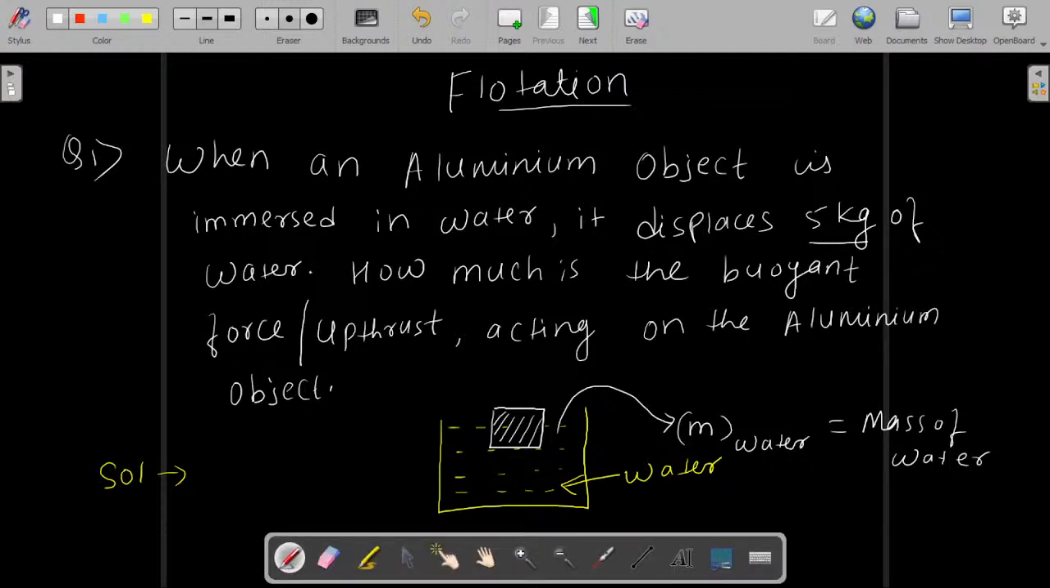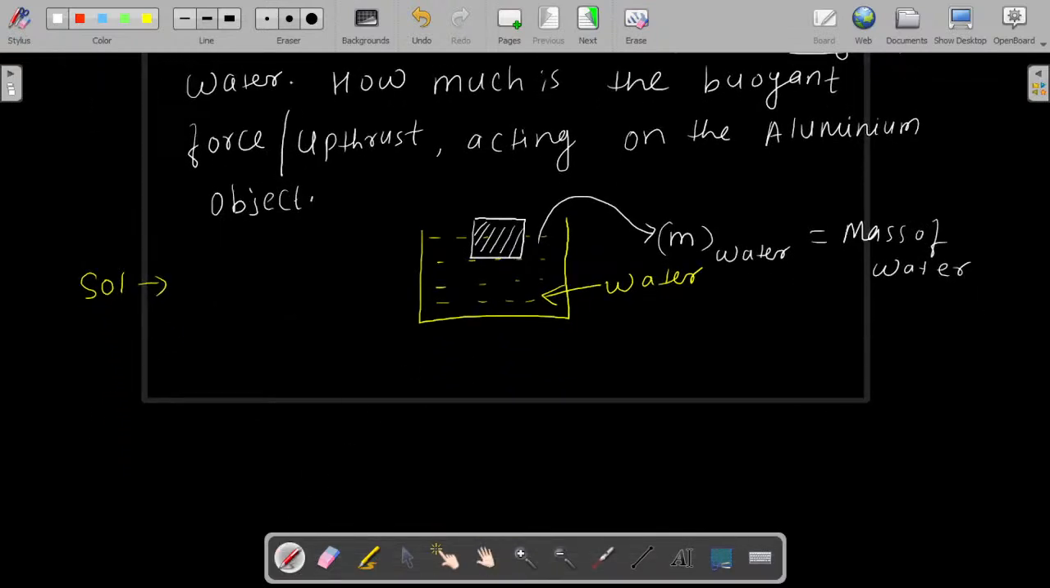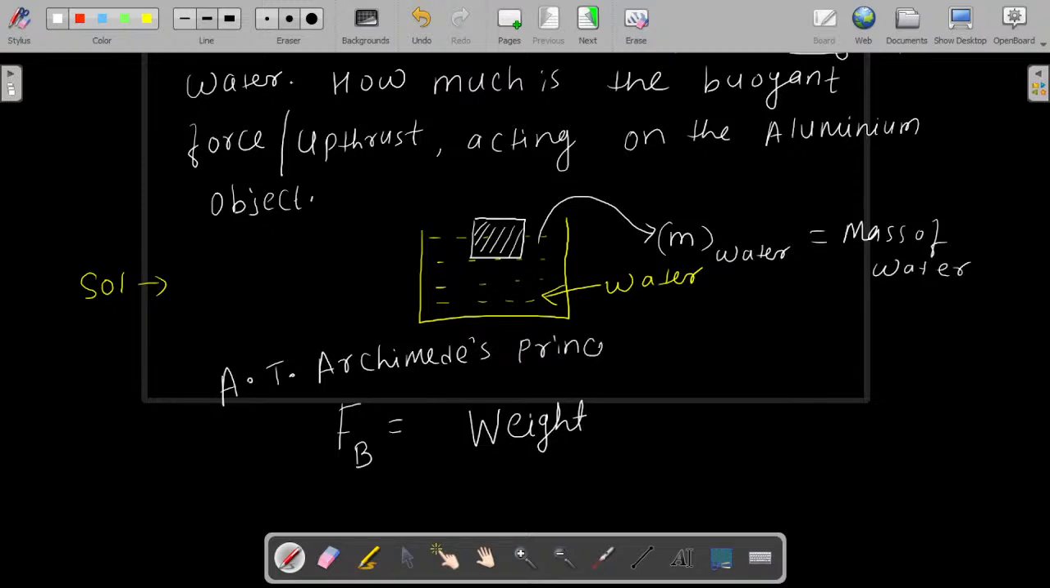So according to Archimedes principle, we know buoyant force, or upthrust, is equal to the weight of displaced liquid. Write down, according to Archimedes principle, the buoyant force acting on this object, okay, this is the object, is given by the weight of fluid. Here the fluid is water. So the weight of water displaced.